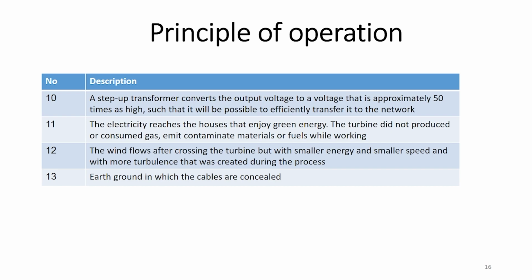The turbine did not produce or consume gas, emit contaminating materials, or use fuel while working. 12. The wind flows on after crossing the turbine, but with smaller energy and smaller speed, and with more turbulence that was created during the process. 13. Earth ground, to which the cables are connected.